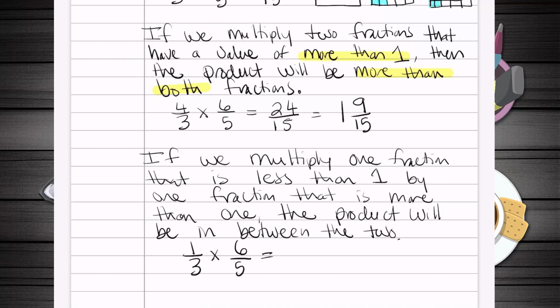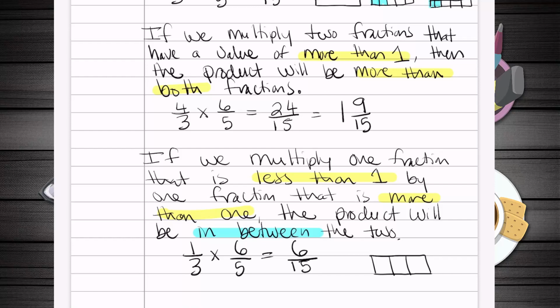So I'm going to multiply 1/3, which is less than 1, by 6/5, which is greater than 1, and the answer is 6/15. So 6/15 is greater than 1/3, but it is less than 6/5. 6/5 is more than 1 whole, and 6/15 is less than 1 whole. 1/3 would be 5/15. So 6/15 is a little bit bigger.